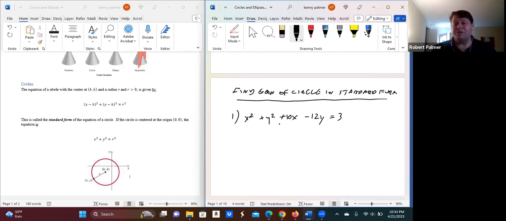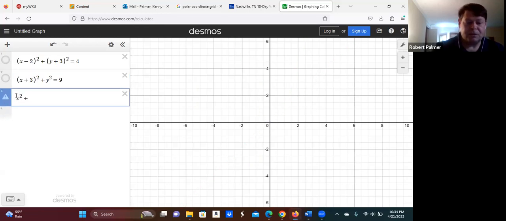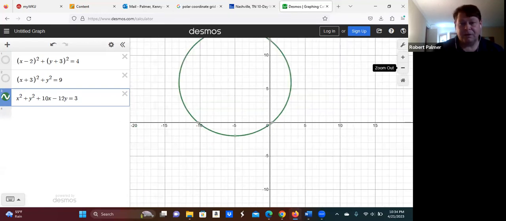Now, believe it or not, this actually is the equation of a circle, and we can do that once again by plugging it into Desmos. Let's turn these off. Let's just type that in: x squared plus y squared plus 10x minus 12y is equal to 3. And we'll see there's a circle, although you can see it's a little large. That's not the best form of the circle because it's harder to tell exactly where the center is and also what the radius is.